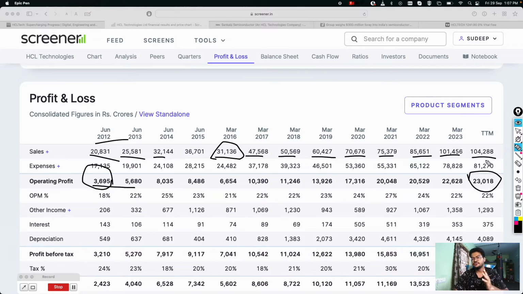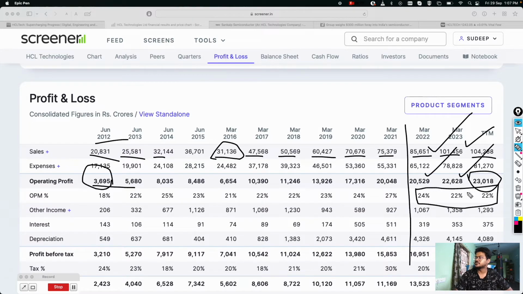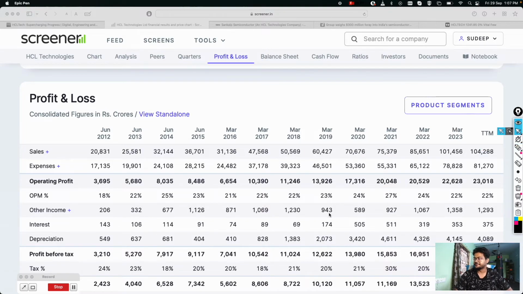Okay, so we'll focus on the last 3 years only, which will be 2022, 2023 and the TTM, trailing 12 months. So here we can see consistent growth in sales, consistent growth in operating profit, and also the operating profit margin has been steady. For the past 2 years it dropped slightly from 24 to 22%, but that is okay, right?